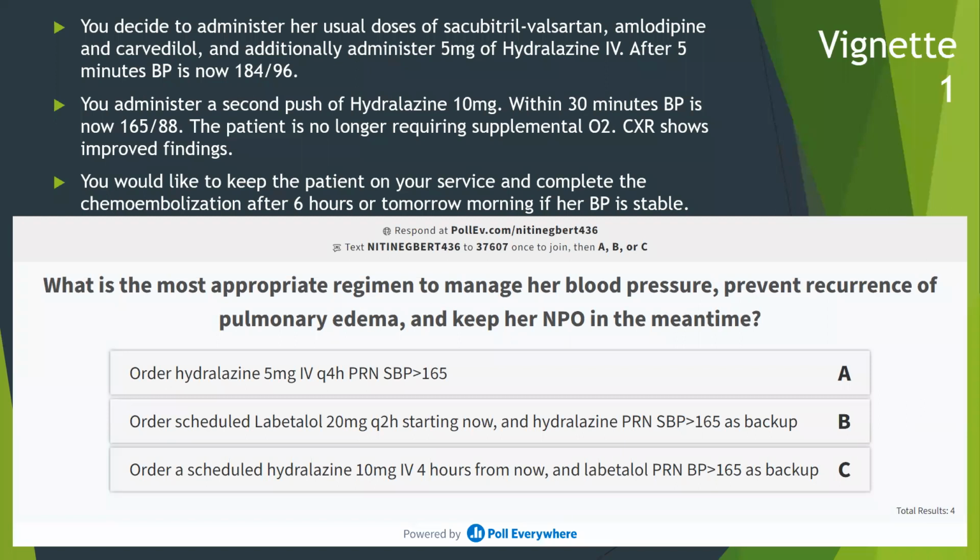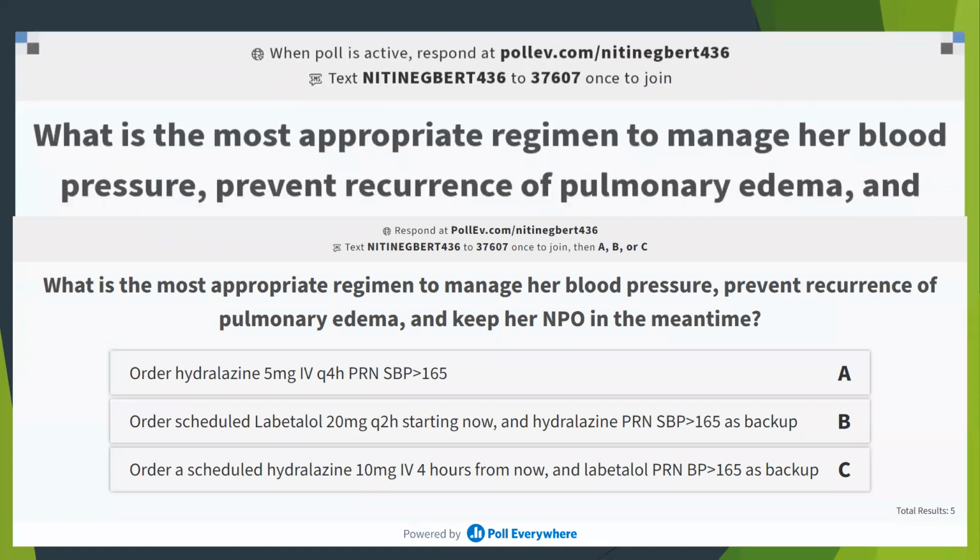So we got 4 results so far. This is where I start dropping hints. Remember, I heavily prefer scheduling medications if at all possible and having a PRN as backup. And if you've already given a medication, it's good to use what you've already given as a sense of its effect on somebody's blood pressure. Got 5 answers in. We're coming up on about a minute here. So let's see what people are saying.